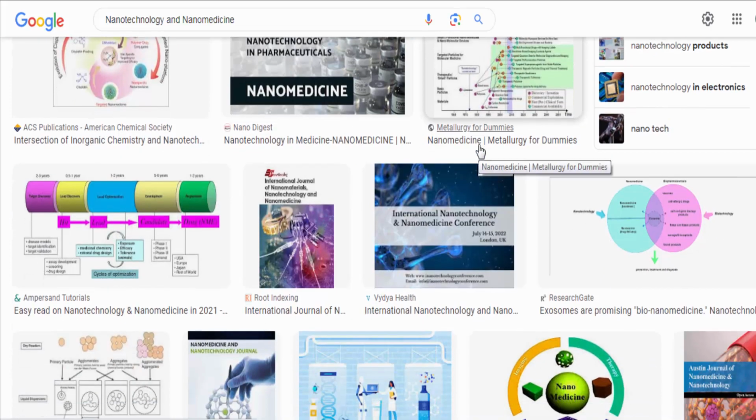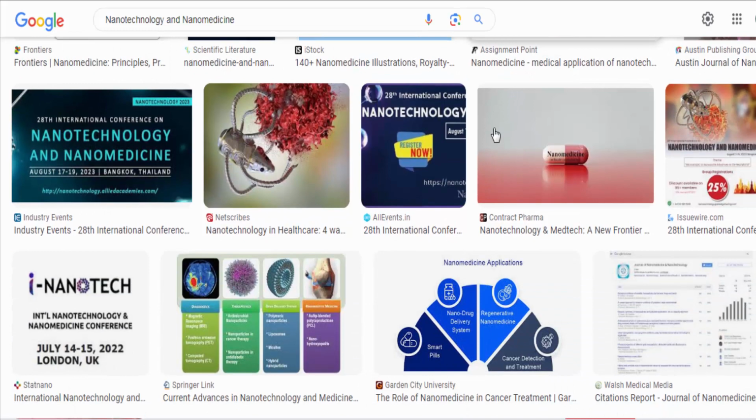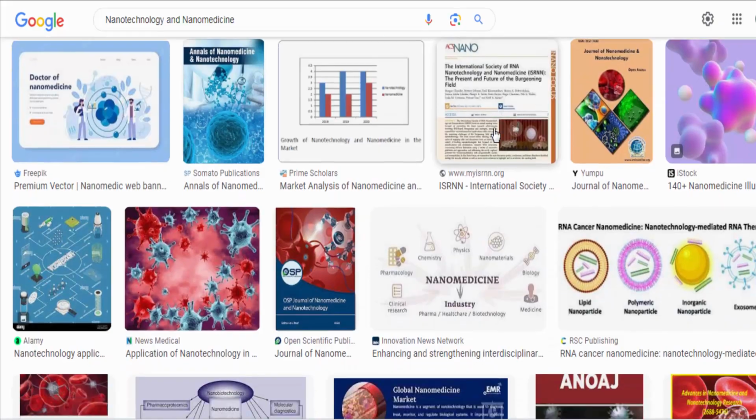Nanotechnology and nanomedicine hold great promise for revolutionizing healthcare by providing innovative solutions for disease diagnosis, treatment, and prevention. However, it is important to continue research into the potential risks and ethical considerations associated with the use of nanomaterials in medical applications.